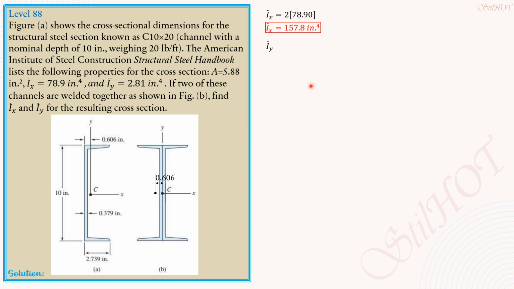So I bar Y is 2 times 2.81 plus area, then 0.606 quantity square, where 2.81 is I bar Y, or moment of inertia with respect to the centroidal y-axis of the single channel. Then the area is 5.88, and the distance of the centroidal y-axis to the centroidal y-axis of the combined section is 0.606, then quantity square, then the whole is multiplied by 2. So I bar Y is equal to 9.939 inches to the fourth.